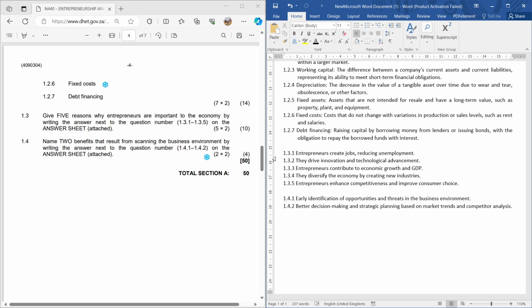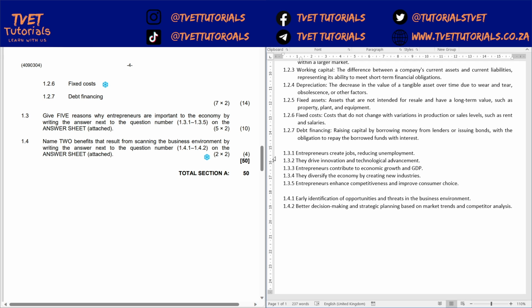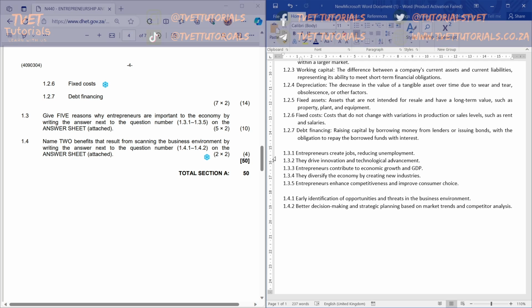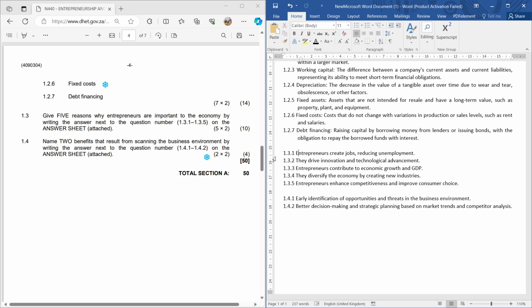You understand? And then our last reason would be that entrepreneurs enhance competitiveness and improve consumer choice, right? If you have two giant shops in the same city, you know that there is definitely competition. You will find that most people prefer this shop, others prefer that shop, and that keeps the economy flowing.